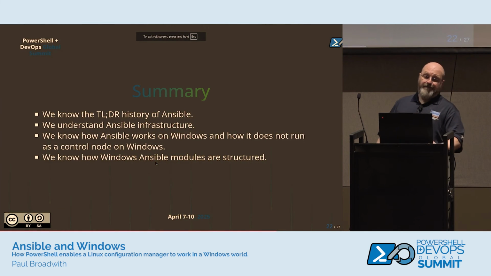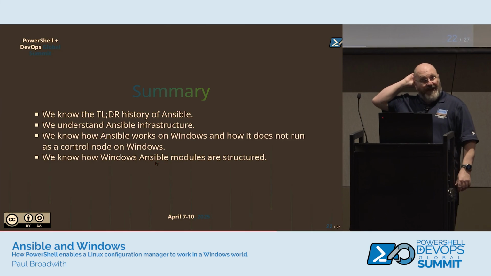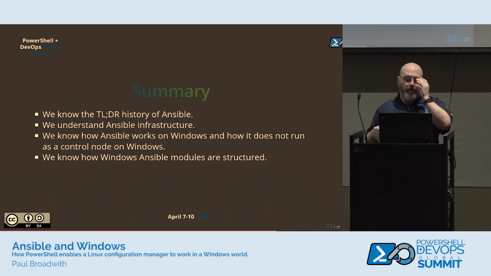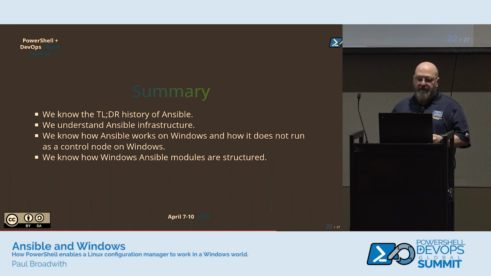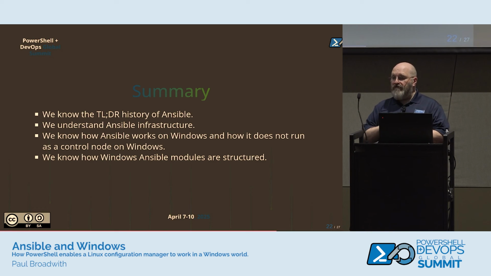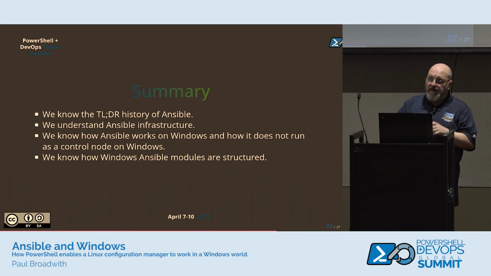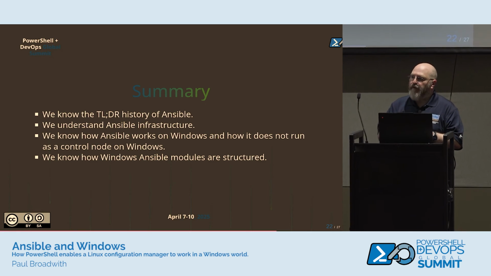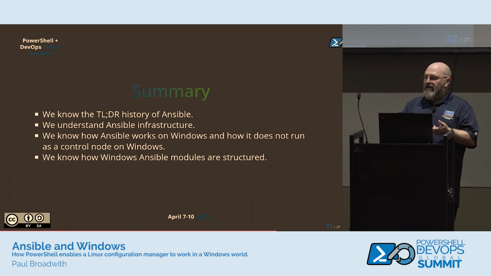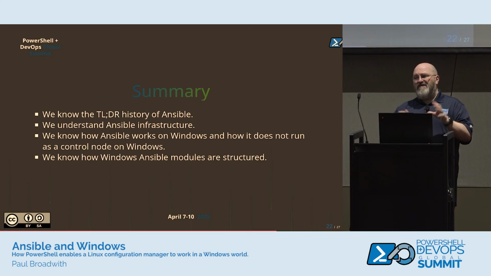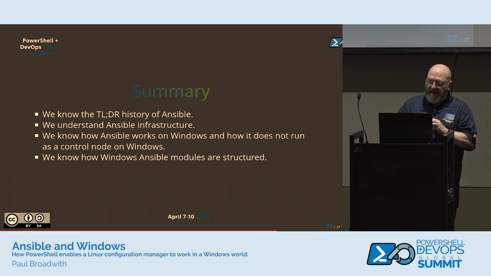So just as a summary, we know about the too long didn't read history of Ansible, where it came from, February 2012 it was written, right through to 2019 when IBM came along with big wallets and bought it. We understand Ansible infrastructure, all the components, how it all hangs together, how it works. We know how Ansible works on Windows and how it does not run as a control node on Windows. Remember that it can't run on Windows natively, but you have those options of virtual machine, Windows Subsystem for Linux, Docker containers, and potentially Cygwin if you want to try that. It's not supported. And we know how Windows Ansible modules are structured.